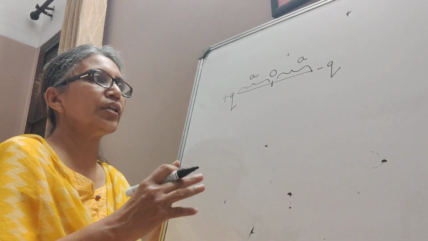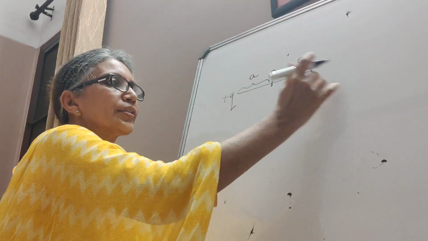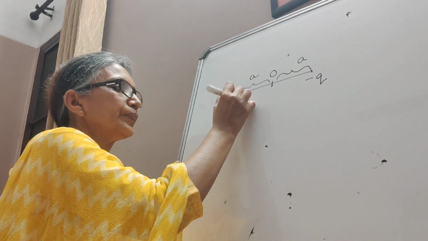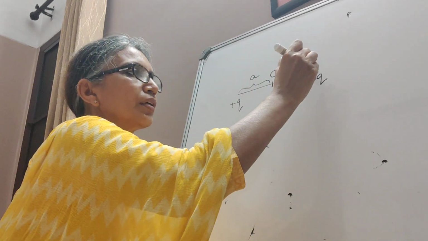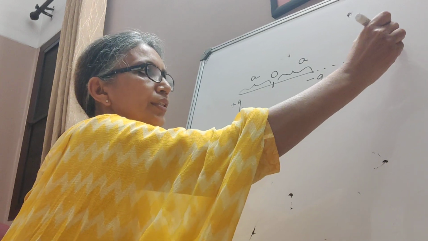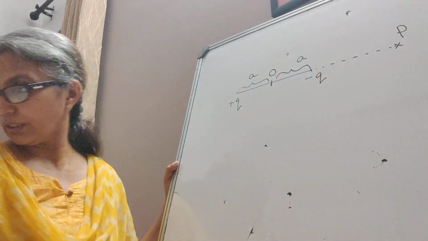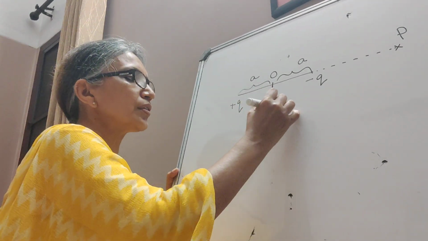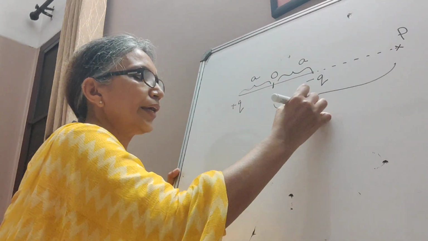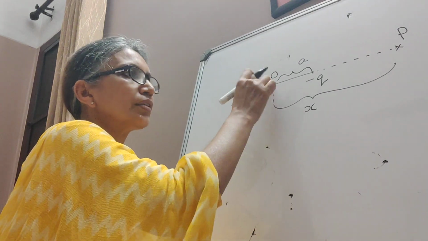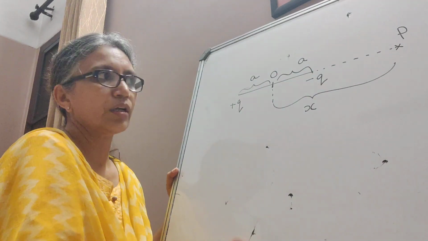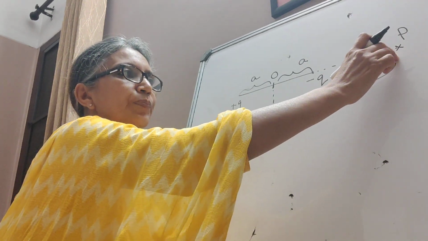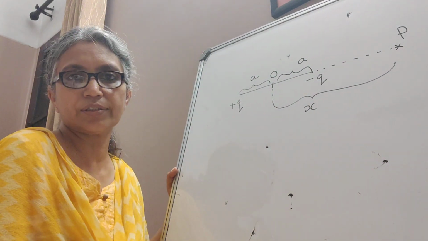We are going to find out the electric field on the axis of this dipole. So this is minus Q and this is plus Q. Now I'm going to take a point, let's say point P, along the axis, which is at a distance x from the center of the dipole. So what we're going to do is find the net electric field at point P because of these 2 charges.